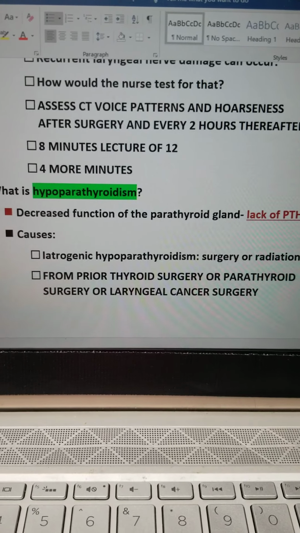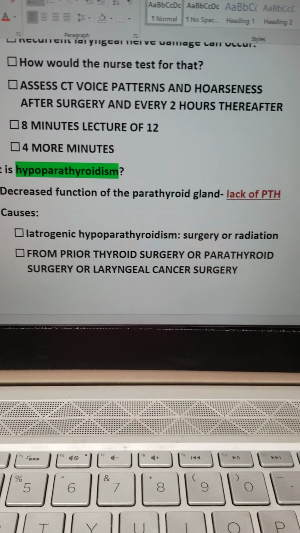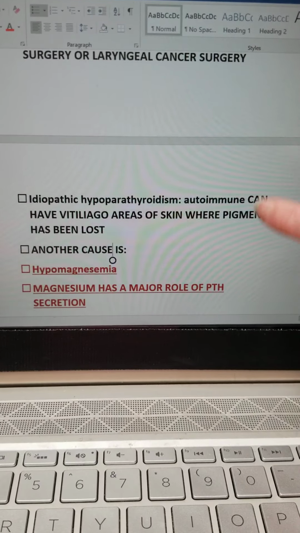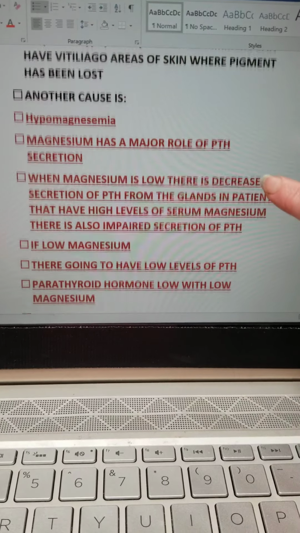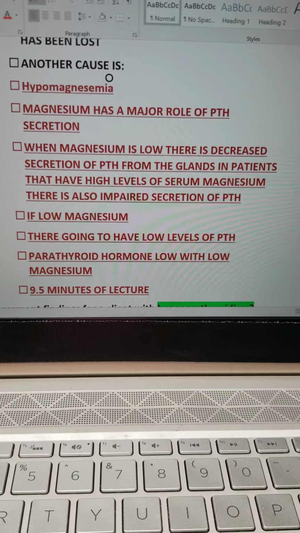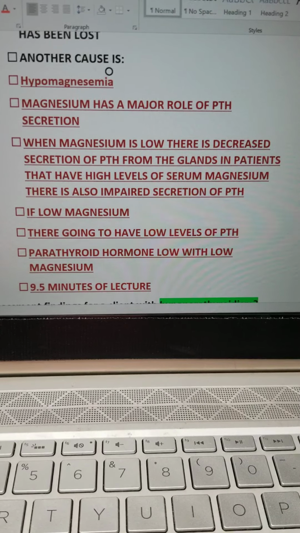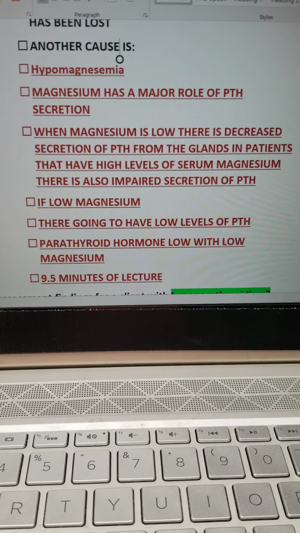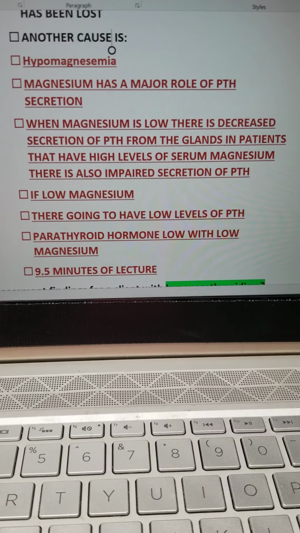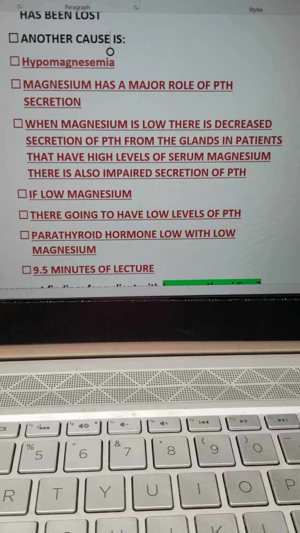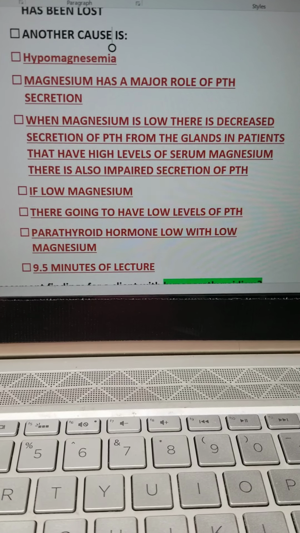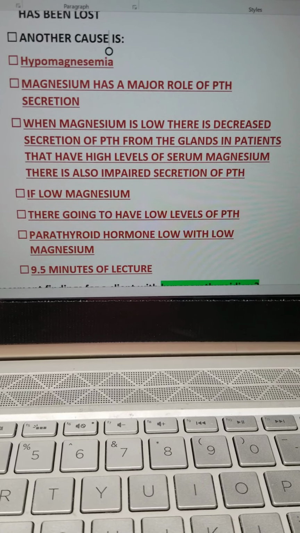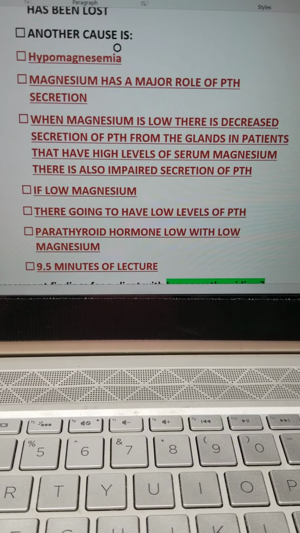Looking at our notes here. So the decreased function of parathyroid, lack of PTH. With this hypomagnesemia, remember magnesium has a major role in PTH secretion. It works good with calcium. So when magnesium is low, there's a decreased secretion of PTH from the glands. In patients that have high levels of serum magnesium, there is also impaired secretion of parathyroid hormone.